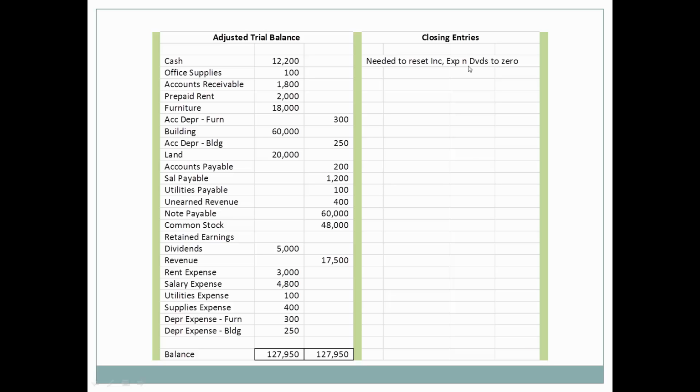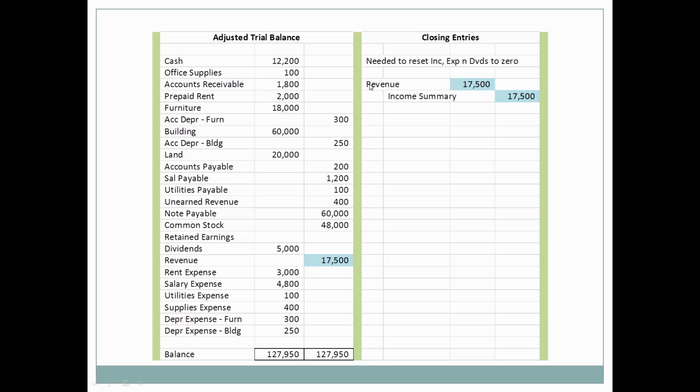The same holds true for the dividends. The statement of retained earnings is only for a period of time, just like the income statement, and so dividends must be reduced to zero. So we'll use closing entries in order to close out the dividends account, the revenue account, and all of the expense accounts. So what do these journal entries look like? They are the same always.